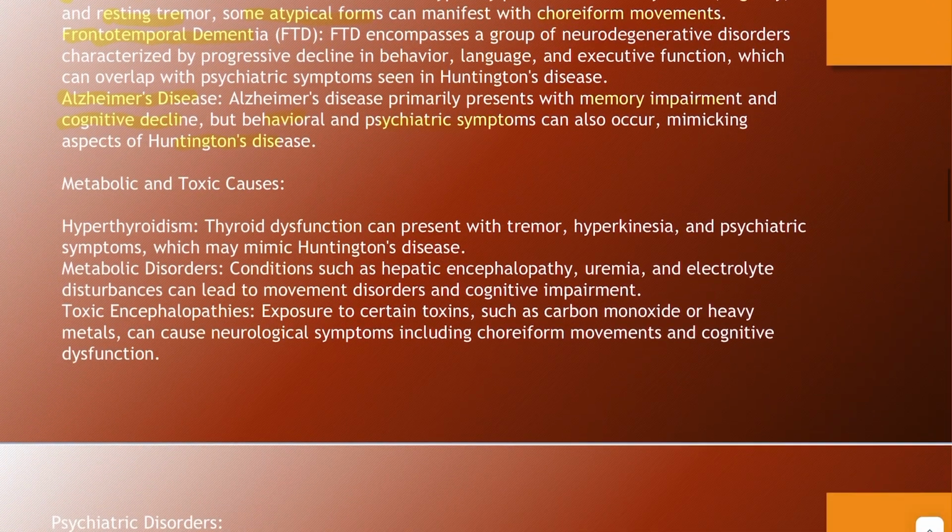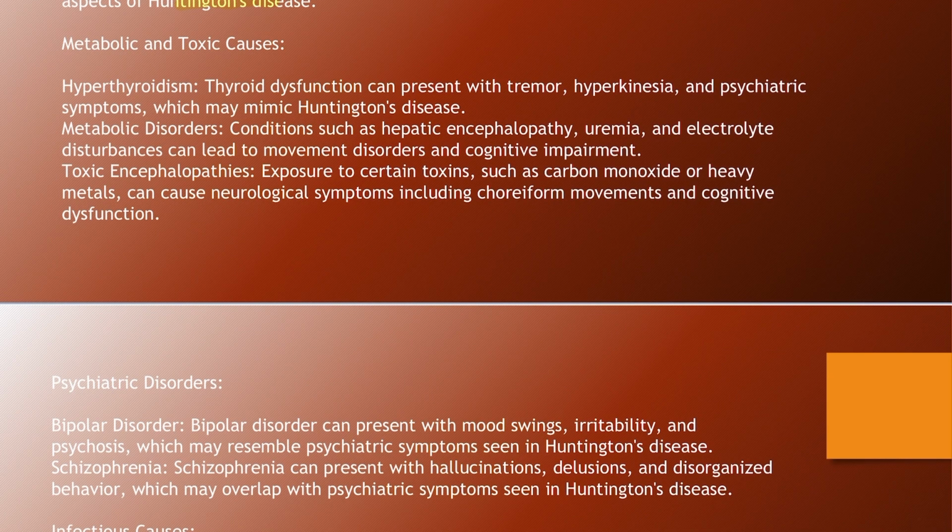Other differential diagnoses which we can consider in case of movement disorders include metabolic and toxic causes like hyperthyroidism. As you know, hyperthyroidism can present with tremors, hyperkinesia, and psychiatric symptoms. So these can also mimic Huntington's disease. Other metabolic disorders like hepatic encephalopathy, uremia, and electrolyte disturbances can lead to movement disorders and cognitive impairment. And don't forget toxic encephalopathies, exposure to certain toxins like carbon monoxide or heavy metals. These can also cause neurological symptoms, including some choreiform movements and cognitive dysfunction.